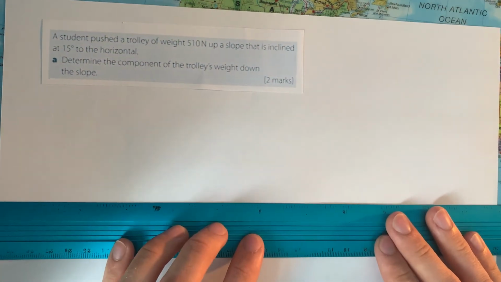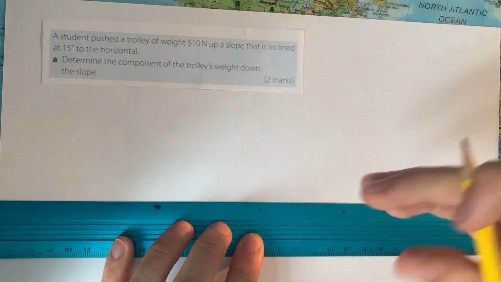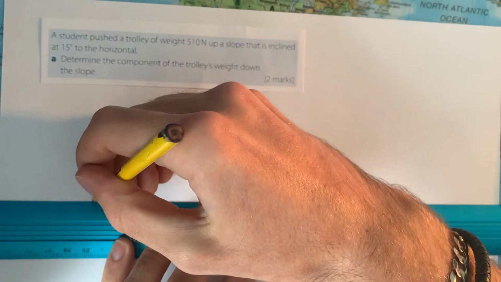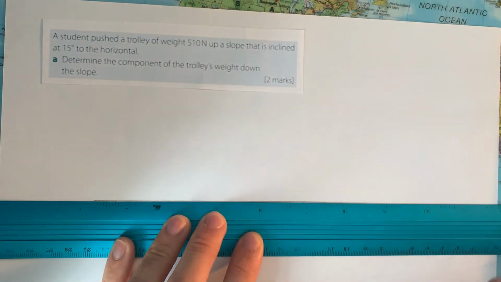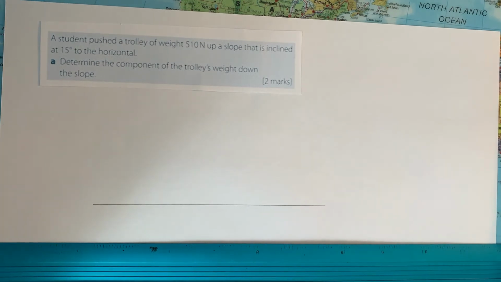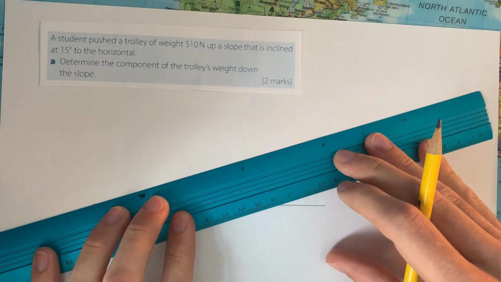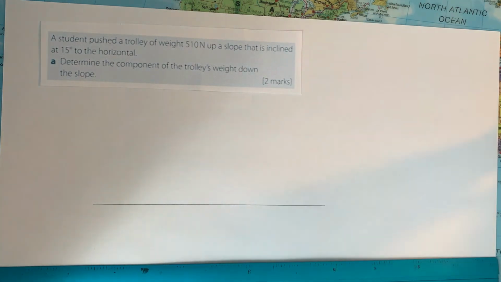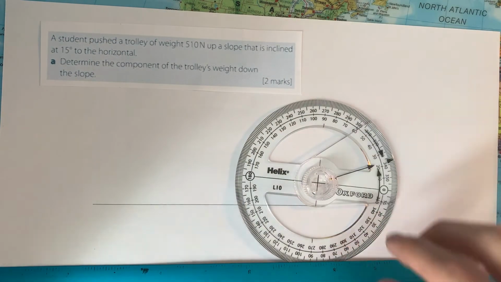So first thing I'm going to do here, I'm going to draw a horizontal line using a ruler, like so. And then I need to draw my slope. Now it doesn't really matter if you draw the slope up this way or up this way, either way is fine. The question doesn't specify.